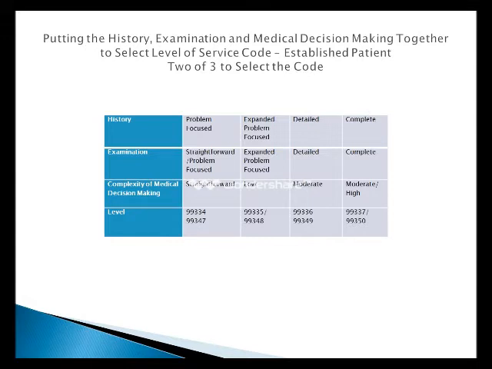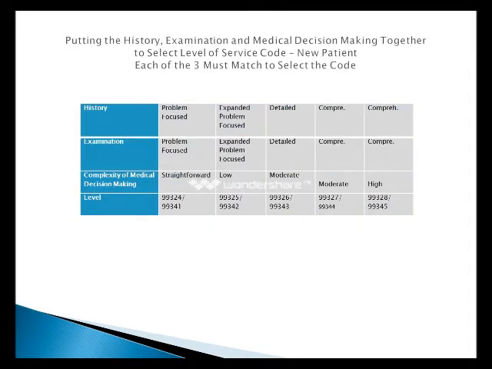On the other hand, if the examination is complete or comprehensive, but the history is only detailed and the medical decision making is only moderate, you can't select the 337 or the 350. So 2 of 3 have to match for established patients. And for new patients, 3 of 3 have to match. The level selected for the history, the level selected for the examination, and the level selected for the medical decision making have to match in order to select that code. And again, the 10 codes for the new patients in the home and assisted living facilities are provided here.